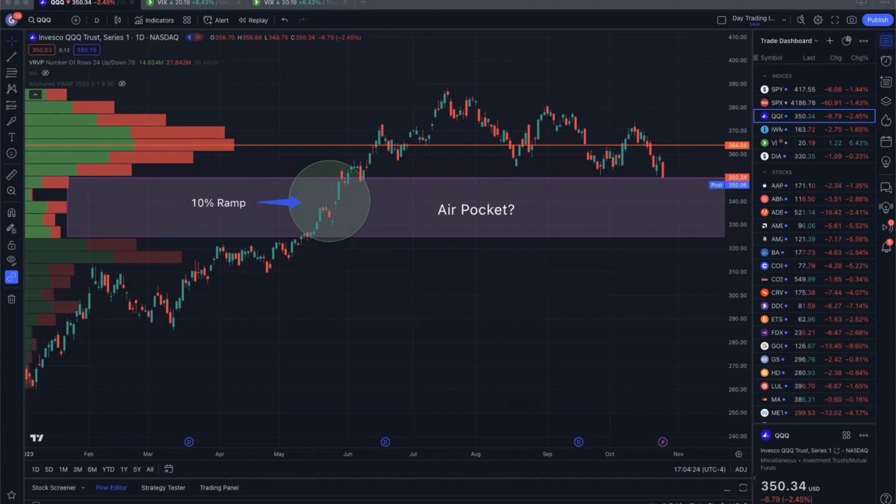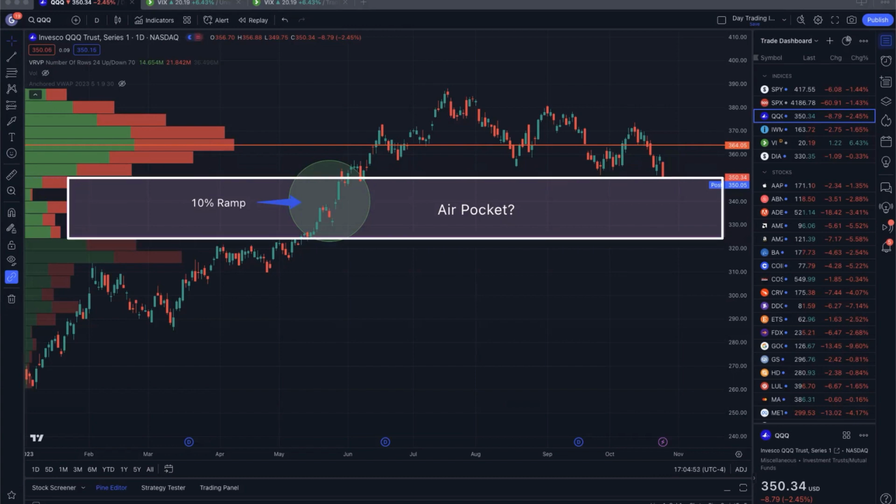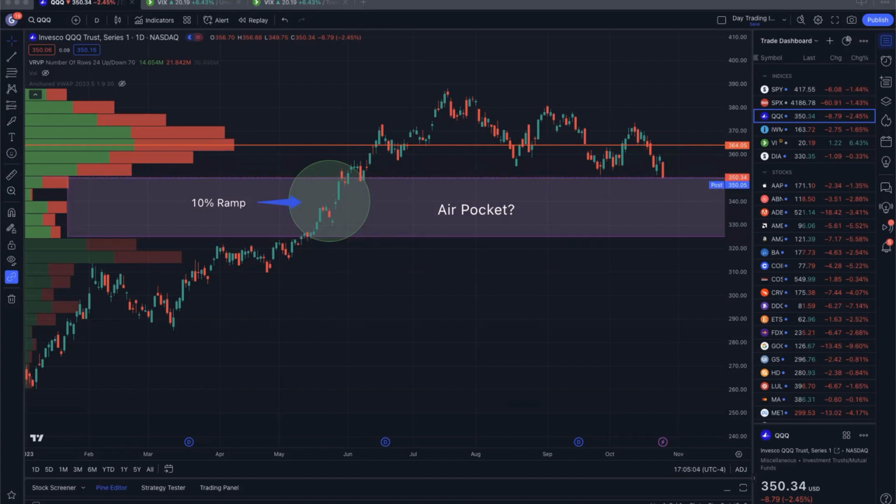This is a year-to-date chart with the daily candlesticks, and we've got our volume profile here on the left side. And you can see it had a big ramp at the early part of the year, especially in May. You can see the circle. This was like a quick 10% jump on the Qs within just 2 weeks. And when you're looking at the volume profile, you can see there's not a whole lot of volume that accompanied that ramp. So this purple highlighted area is kind of like a pocket, where not a lot of volume took place as the price traded through this level.